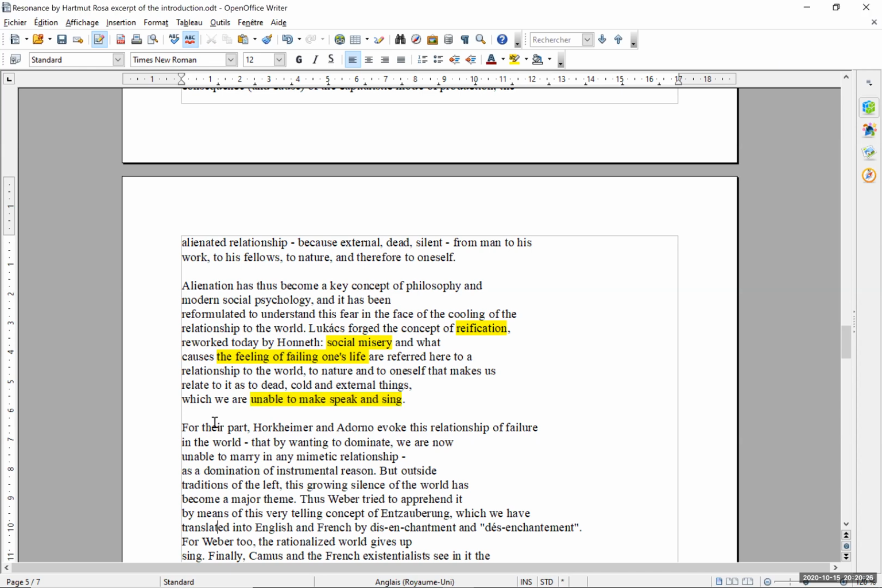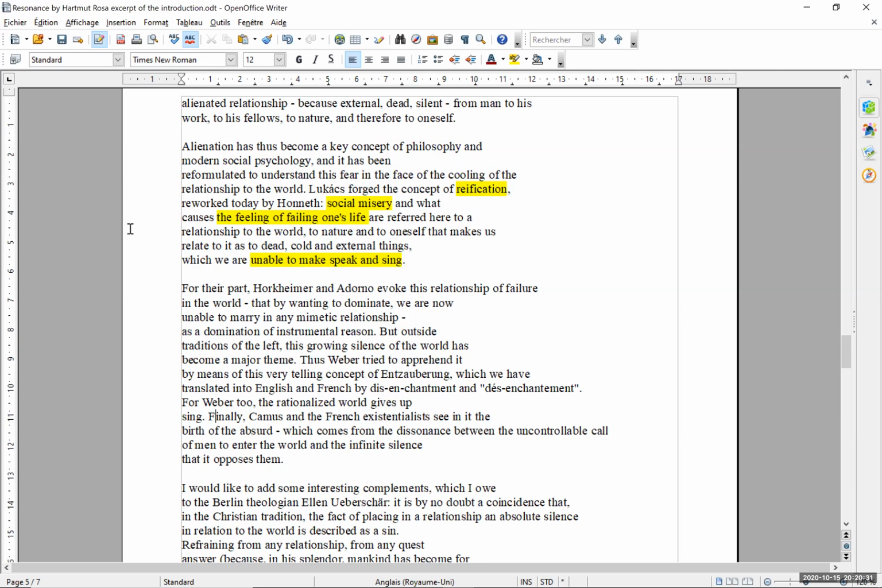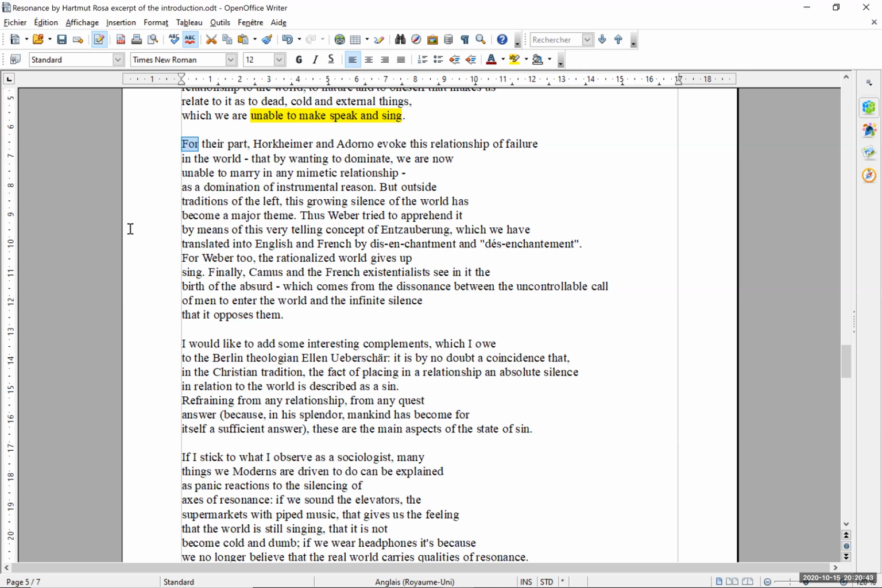Okay, James, can you continue? Yeah, okay. For their part, Horkheimer and Adorno evoke this relationship of failure in the world, that by wanting to dominate, we're now unable to marry in any mimetic relationship, as a domination of instrumental reason. But outside traditions of the left, this growing silence of the world has become a major theme. Thus, Weber tried to apprehend it by means of this very telling concept of Entzauberung, which we have translated into English and French by disenchantment.